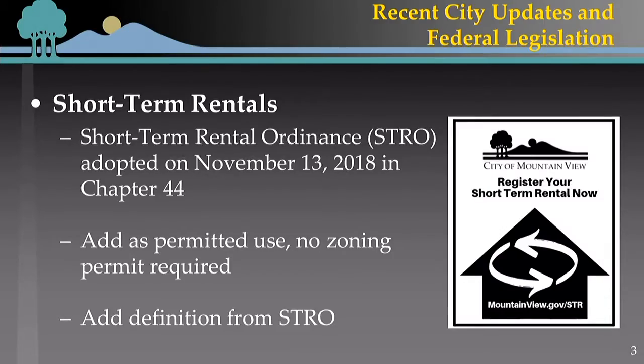Recently, the City Council adopted the short-term rental ordinance on November 13th, 2018, and created Chapter 44. So staff is proposing to add a section in the zoning ordinance to state this is a permitted use with no zoning permit required, and refer to Chapter 44 for specific regulation requirements. Staff's also proposing to add the definition of short-term rentals that is also in Chapter 44 into the definitions of the zoning ordinance.